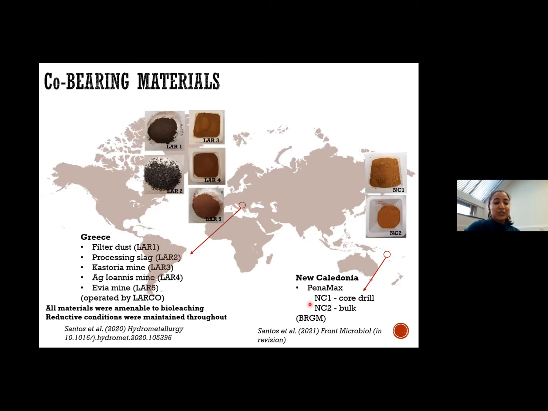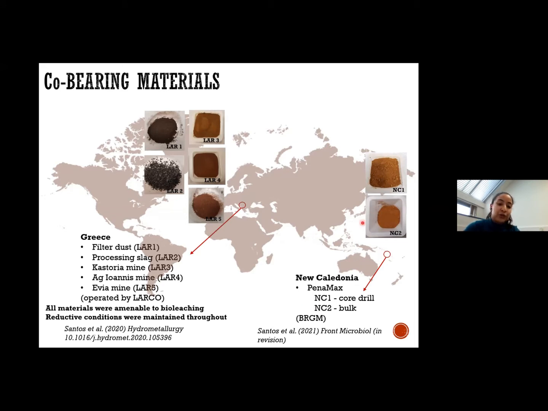So they are losing most of the cobalt when they are processing the nickel for ferronickel production. So it's something that we looked at and thought this is very interesting. I'm not going to go into detail. You can access the paper if you want to know more about that. What you need to know now is that all these materials were amenable to bioleaching, and that the reductive conditions were maintained throughout the experiment. They were all amenable to different extents, of course, and you can find more about it if you are interested.